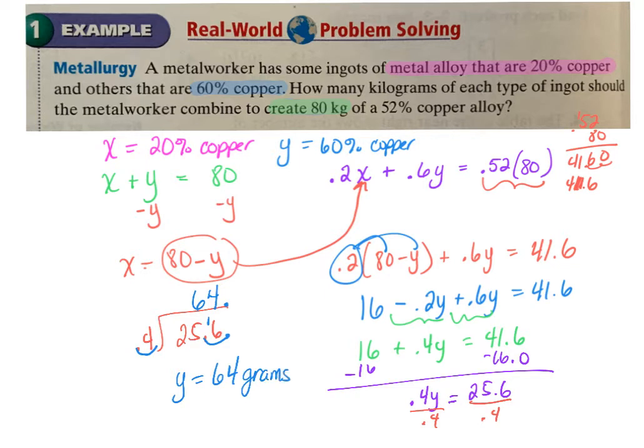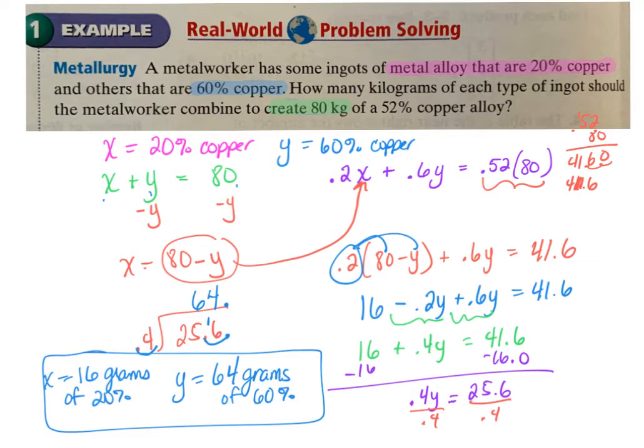64 grams of which one? Which one's y? The 60%. 64 grams of the 60%. I need to do my x. X and y should equal 80. If x and y equal 80 and my y is 64, what is my x? 80 minus 64, right? So what is my x? Fast math here. 16 grams of 20%. That would be my answer.